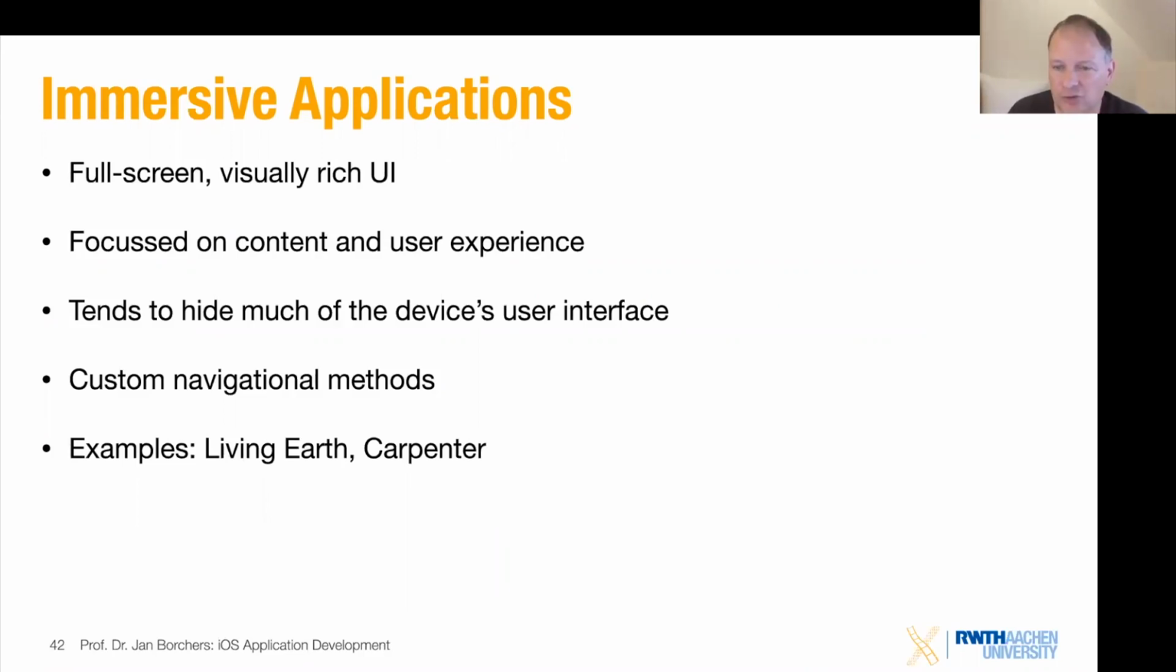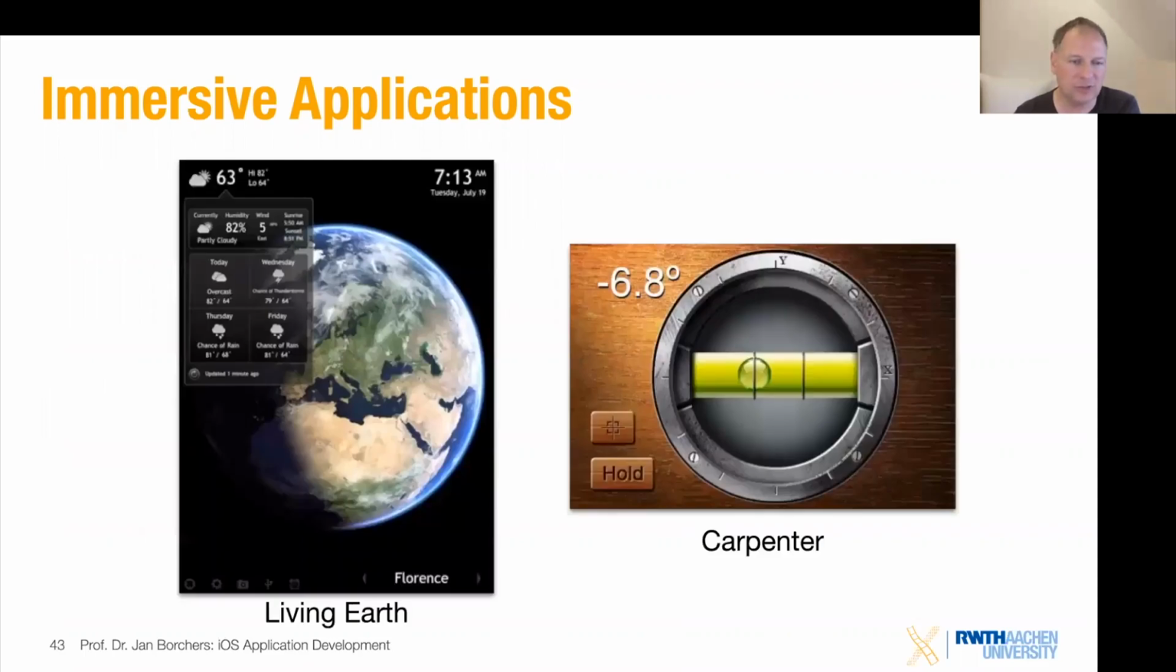So these often use very rich full screen interfaces, and they focus really on the content and the user experience. These often hide most of the UI, and they often also use custom navigation methods. Here are some examples. Living Earth, for example, is just a view of the Earth, and you can just spin the globe and zoom in on cities and see the weather in these cities and stuff like this. It's to enjoy yourself, right? Or the Carpenter level app here that I was showing.